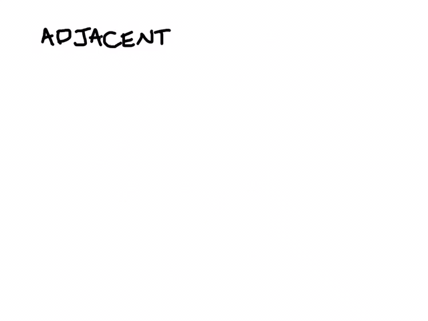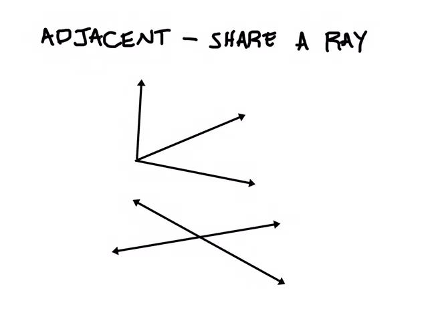Finally, it's going to be worth knowing what an adjacent angle is. Adjacent angles are angles that share a ray. For example, in this top drawing here, the two small angles that we see are adjacent to one another because they share this ray. That makes them adjacent. On the bottom one, we've got a bunch of adjacent angles. I could say that this angle is adjacent to this angle because it shares this ray. I could say that that angle is adjacent to this one because it shares this ray.